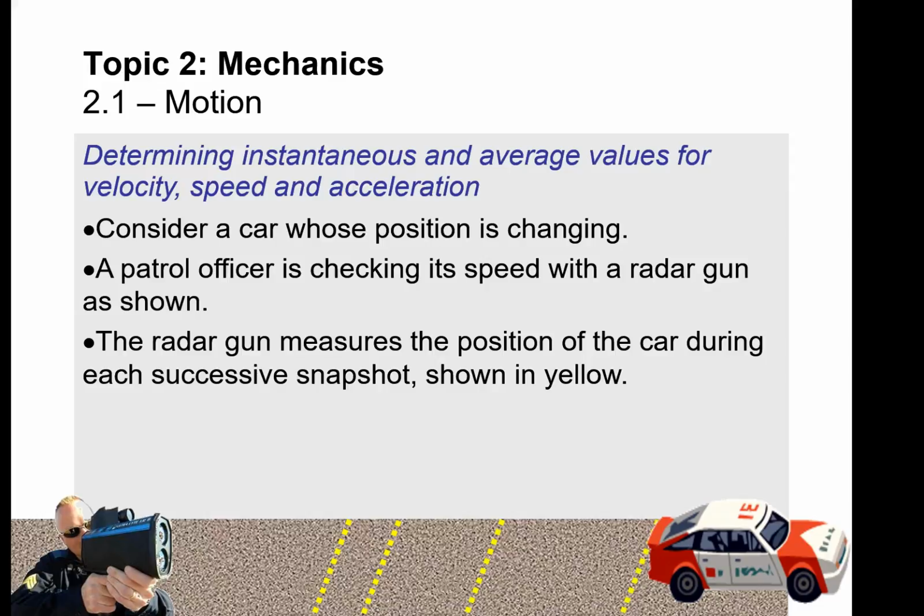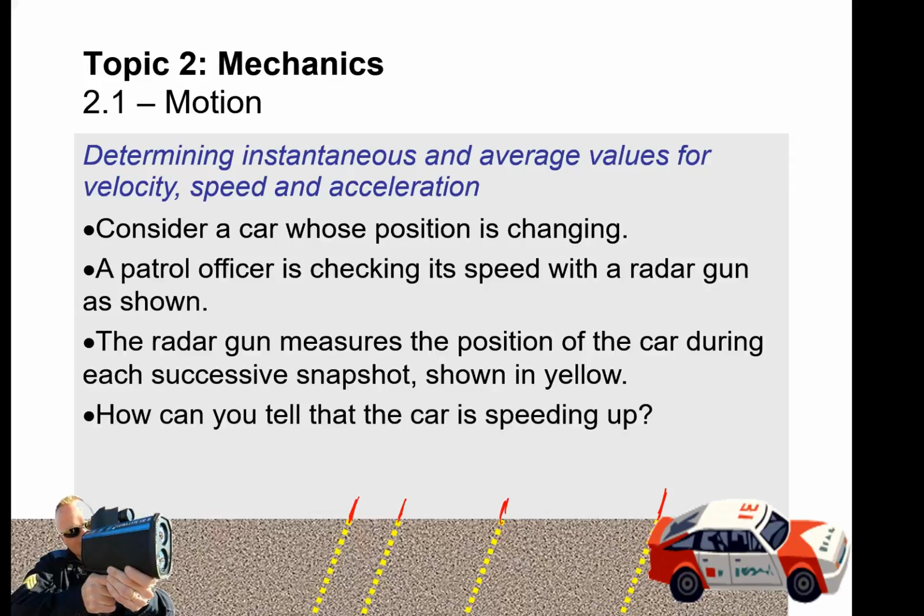And we can see here each one of these yellow lines that I am now making a little red ink mark represents the position of the car when the radar gun took a snapshot of the position of the car. Is this car speeding up, slowing down, or moving at a constant velocity?